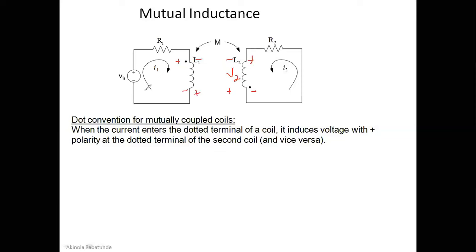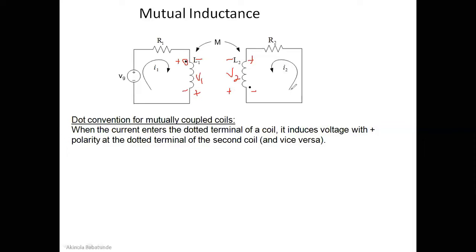When current enters the dotted terminal of a coil, this is a dot here. So this is the dotted terminal of this particular coil with inductance L1. So current enters here. It will induce voltage with positive polarity at the dotted terminal of the second coil. This is the dotted terminal of the second coil. So the voltage here will have positive polarity. That's why for V2, this is going to be for V1. So for V2 we are going to have positive here and negative here.